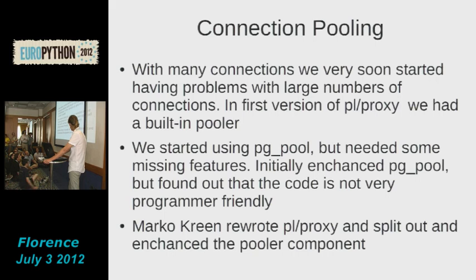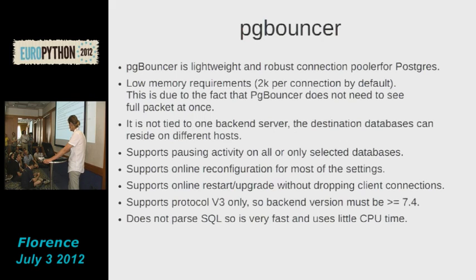So the next thing which was needed was connection pooling. We started again with pgpool, but soon ran out of its features, and it was not very nice code to extend, so Marko Kreen wrote a new one. When he rewrote the PL/Proxy, he also split out the connection pooler component. The initial implementation of PL/Proxy had a connection pooler built in. And this is PgBouncer, and it's really lightweight. It can aggregate thousands of incoming database connections. This was actually why support for Unix sockets was added, because TCP sockets can support only 32,000 connections, because the port number is a 2-byte integer.